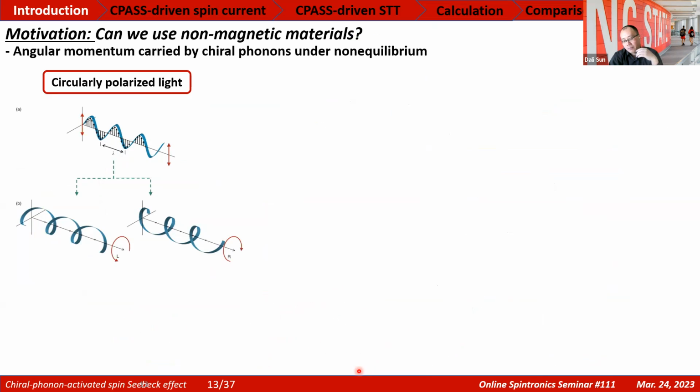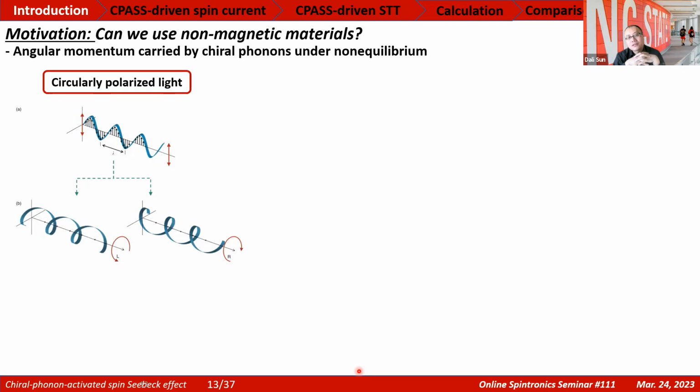Back to that Nature paper with the spin Seebeck in non-magnetic materials. So now we don't want any magnetic field, and we don't even need any magnetic materials. No magnetic field. The angular momentum carried by the chiral-phonon will make it work.